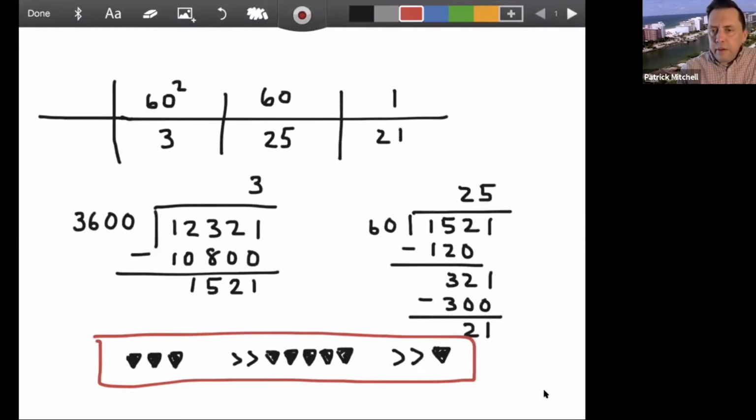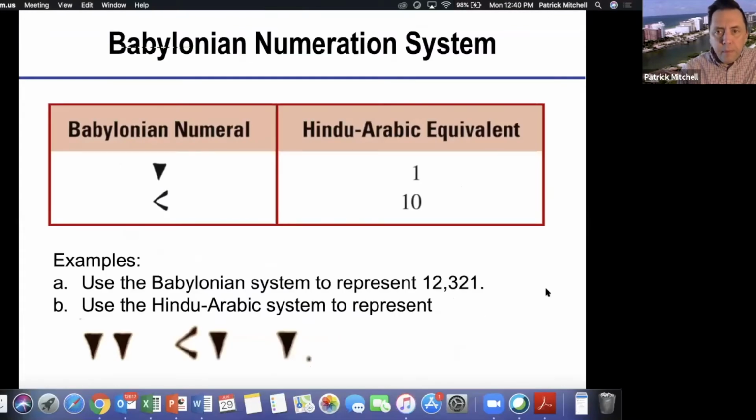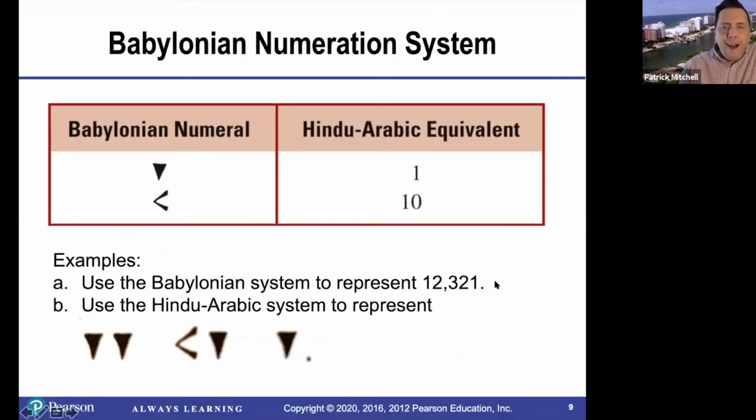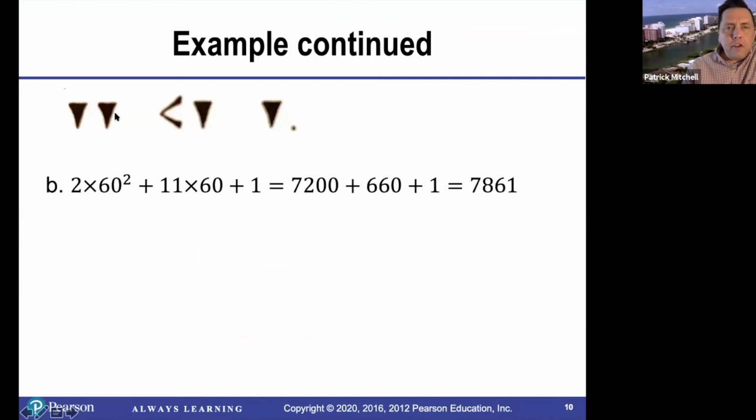All right, so now let's switch back. The other thing I don't need the tablet for. Okay. All right, so you just saw letter A. Letter B, I'll just show you right on here. So the two triangles represent 2, and this is in the 60 squareds place. This thing and then the triangle represent 11. This is 10, this is 1. So that's how many 60s you have. And then the very last one just represents 1. So this number represents 2 times 60 squared plus 11 times 60 plus 1, which comes out to 7,861.